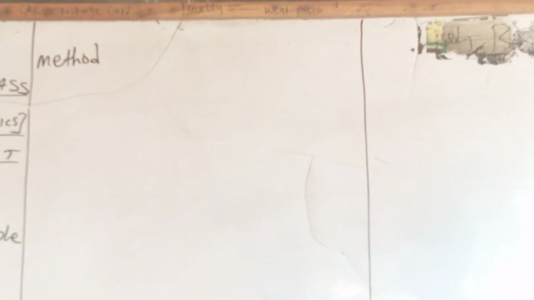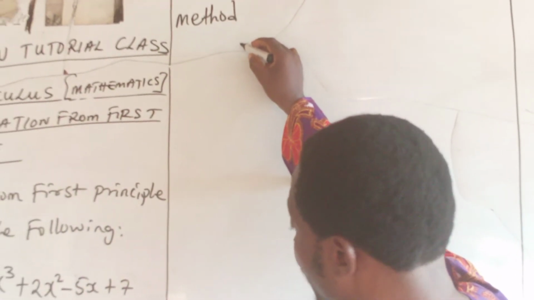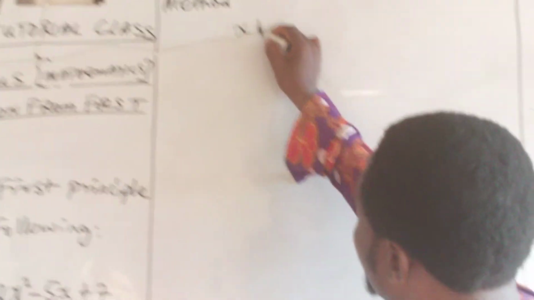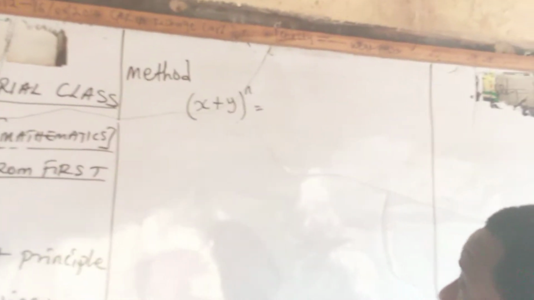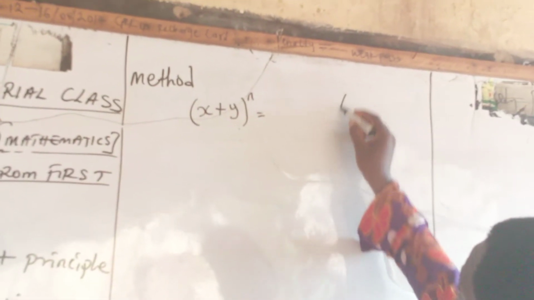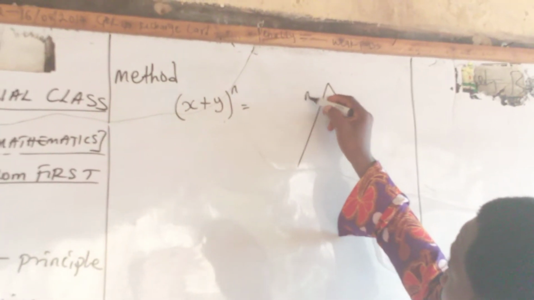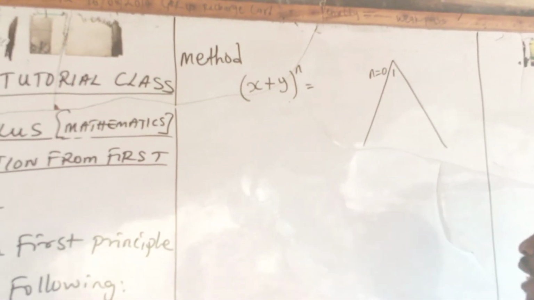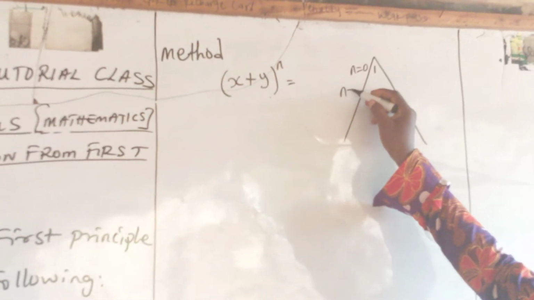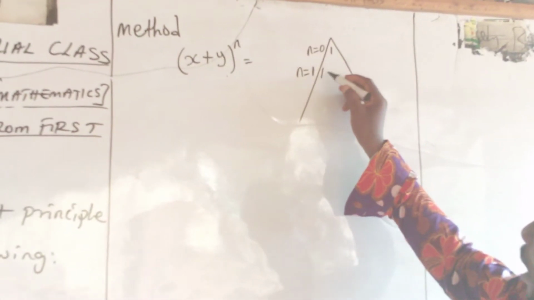So if you want to use Pascal's triangle method, the first thing you do is to draw the triangle first. How do you draw the triangle? So that method says that, for example, if you have something like this, x plus y raised to the power n, all you need to do is to draw a particular triangle. So we now draw the triangle. So when this power n is 0, you write 1 on the triangle. So watch very well so that you learn to draw the triangle. So when the power is 1, what do you write? You write 1, 1.